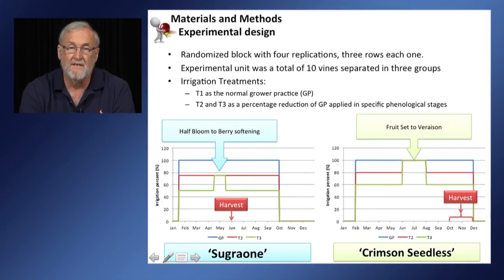The Crimson Seedless provides a different issue, and there we have the grower practice, which is the blue line. The other two are regulated deficit, where from fruit set to veraison we maintain the full water supply, and then on either side of that we reduce the applied water to either 80% or 60% of the grower practice. But here, the challenge is that the harvest doesn't come till very late in the season, from October to December. So trying to develop a strategy to deficit irrigate there is quite a bit different than the early season varieties.